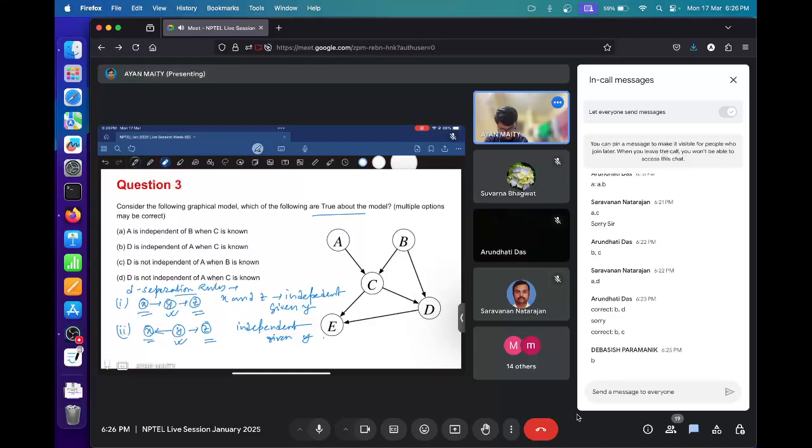Now the third rule. So the third rule is a bit difficult, slightly more difficult than the first two rules.